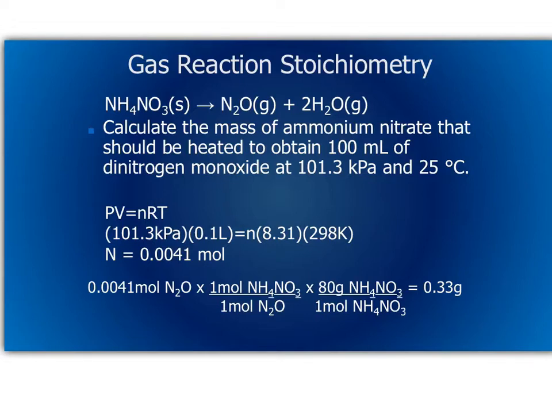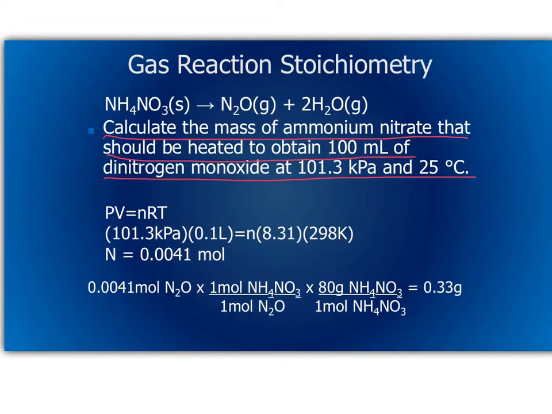Okay, so now we are going to calculate the mass of ammonium nitrate that should be heated to obtain 100 milliliters of dinitrogen monoxide at these conditions. So we have to go backwards, right? The first thing we have to do is figure out how many moles I get at these conditions, so that I can go backwards to calculate the mass from the start point. So the first thing we have to do is figure out how many moles of gas there are at the conditions that are given, right?